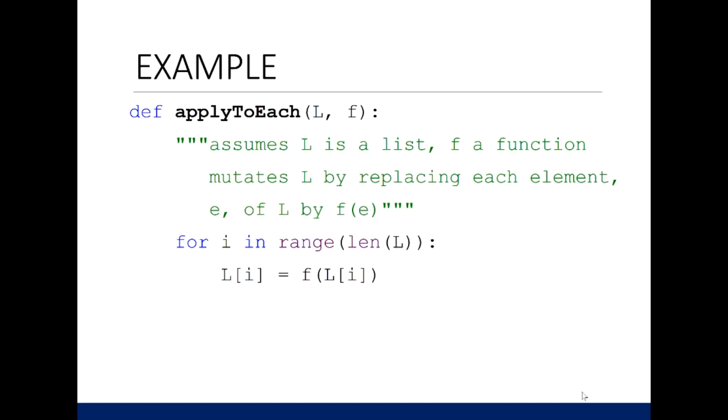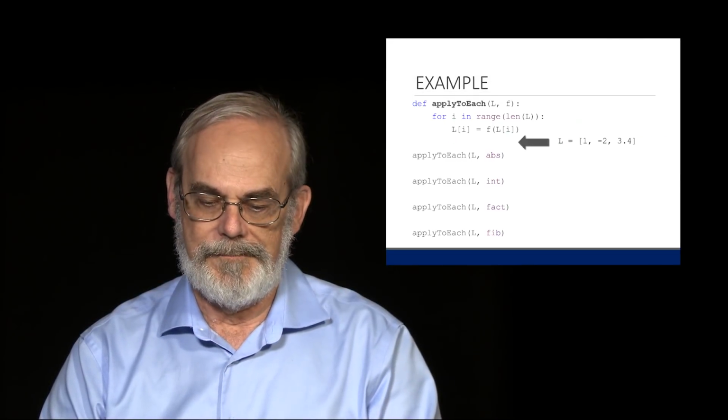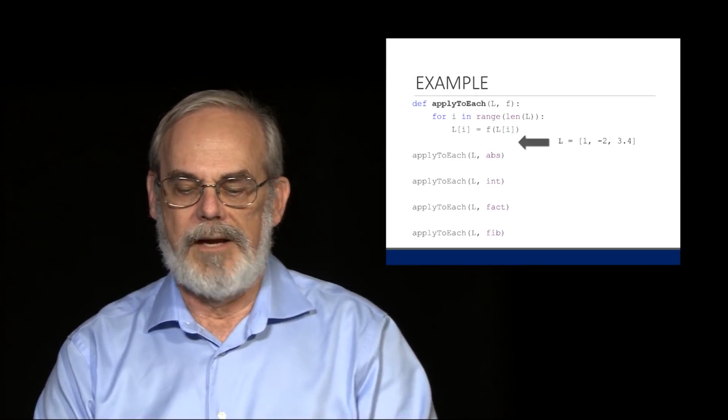The loop is sort of what you'd expect. I'm nicely iterating down the length of the list. And I'm saying basically for each index that goes into the list, get out the element of the list, apply F to it, and then put that back in that spot inside of the list. So I'm literally applying that function to each element of the list. Remember, I'm also mutating the list as I do it.